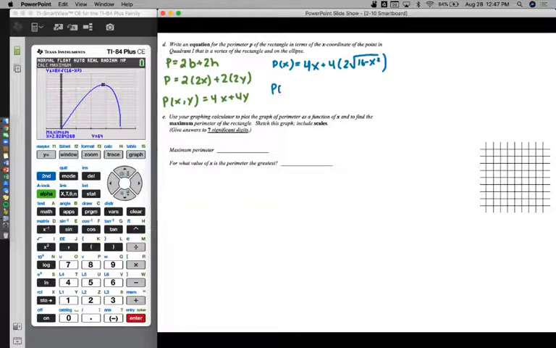And then I'm going to simplify because I've asked you to. And that's our equation for perimeter, right? 4x plus 8 times the square root of 16 minus x squared. Now we're going to go back to our graphing calculator. We're going to graph this and answer the last set of questions for part E.